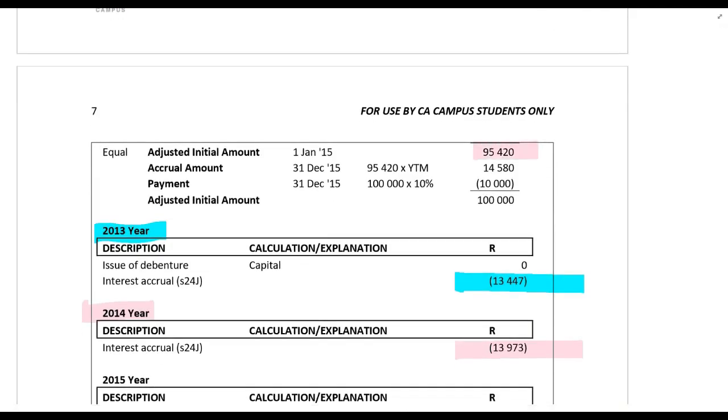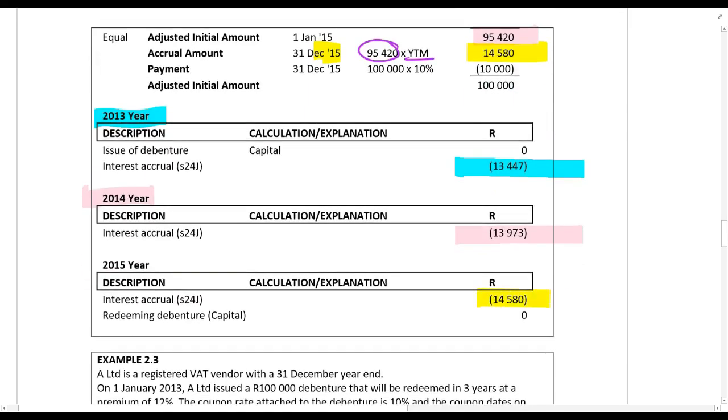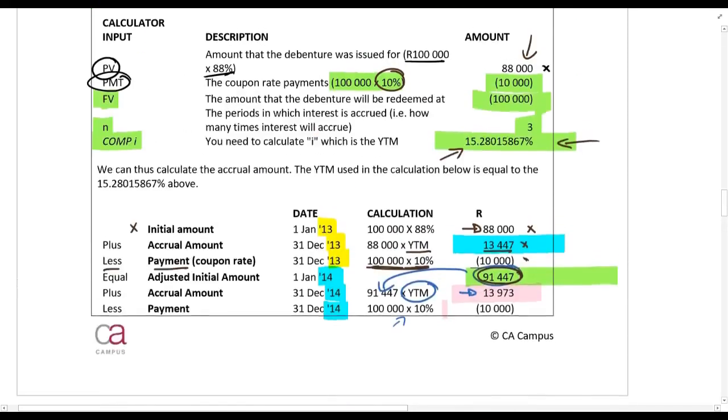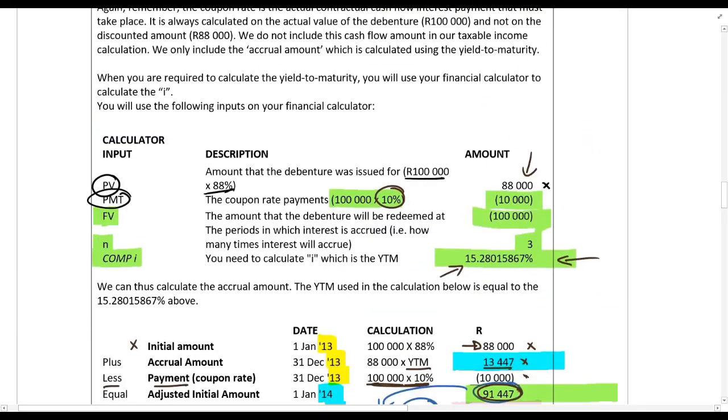We use that adjusted initial amount times the yield to maturity to calculate 14,580, which is our 2015 accrual period. All right, minus 10,000. And then, guys, see what happens? The last adjusted initial amount is your future value of 100,000 rands. This is exactly how this is designed to work out. So your future value, 100,000 rands.